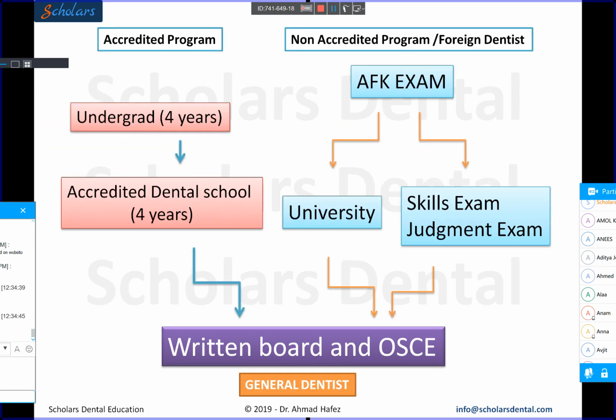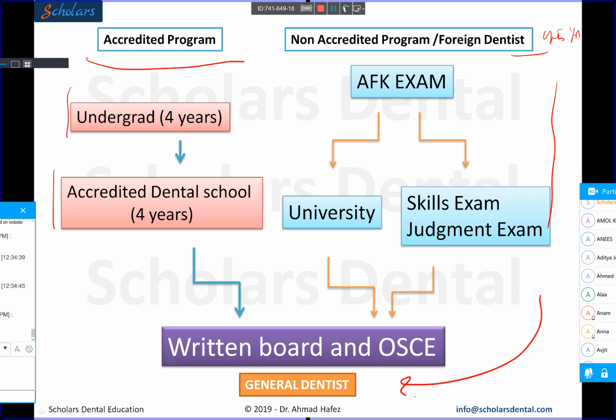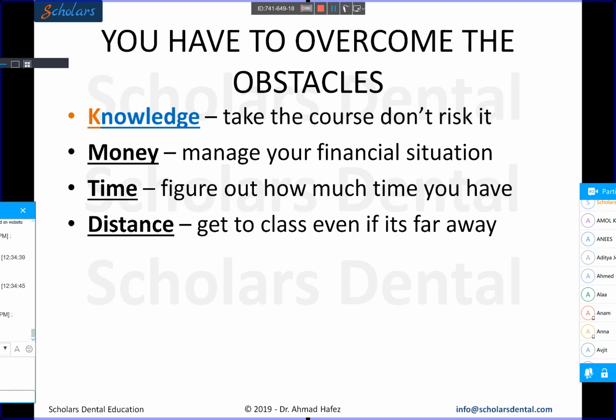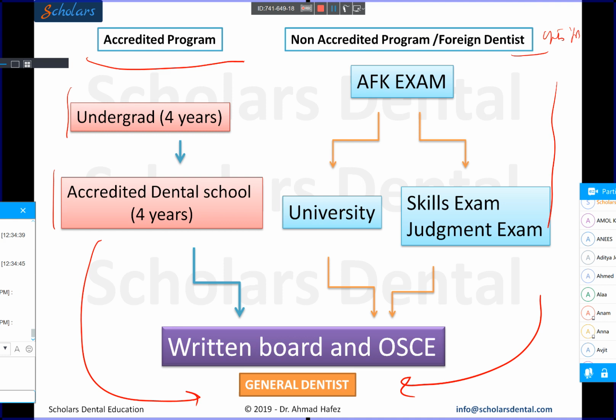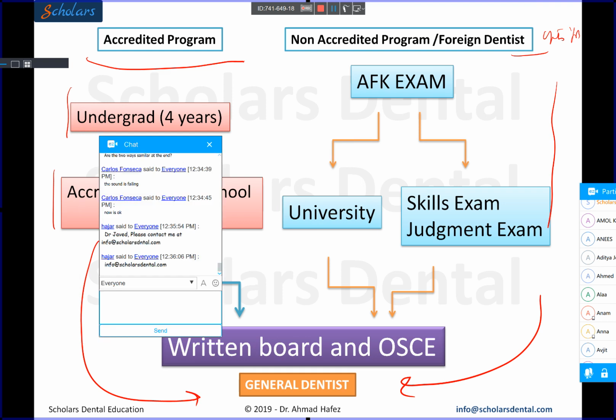So you can see here now, compare the two sides. People that do dentistry here do 4 years of undergrad, accredited 4 years, and then they could do these board exams. You already did it in your country, maybe it took you 4 to 5 years. And then you come here and you have to go through these exams, and you could be the same general dentist as this person, but you paid less. So it's a good deal. There's two things I want to talk about here. I'll talk about the obstacles.